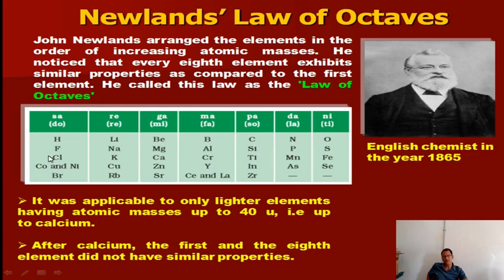Then the next element comes to the fluorine position. So like this, the eighth element has the property of the first, and the ninth element has the property of the second. Like this, he found some repetition in the properties. So this table is called Newlands' law of octaves periodic table, and it is mainly based on increasing order of atomic mass, arranging the elements like the musical octaves, and the property of the eighth element is the repetition of the first.